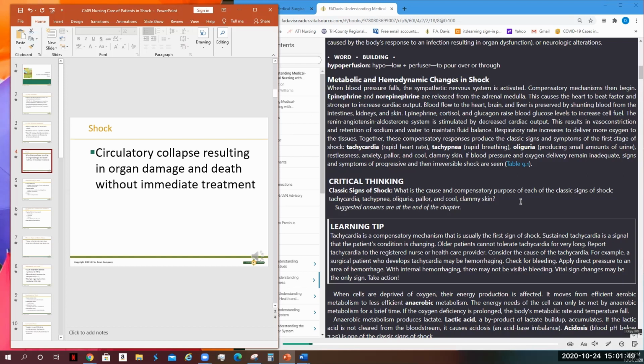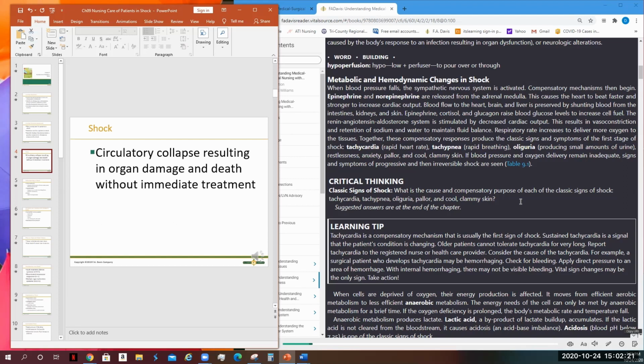The renin-angiotensin-aldosterone system is stimulated by decreased cardiac output. This results in vasoconstriction and retention of sodium and water to maintain fluid balance. Respiratory rate increases to deliver more oxygen to the tissues. Together, these compensatory responses produce the classic signs and symptoms of the first stage of shock.